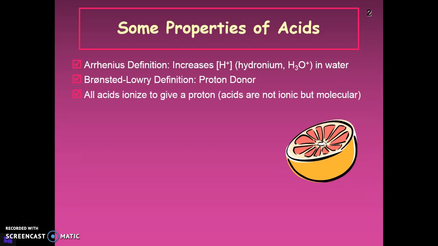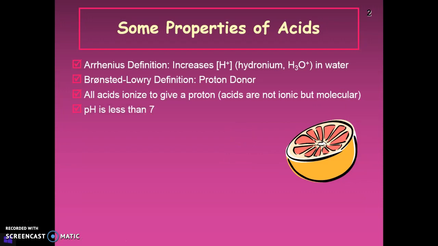All acids ionize to give a proton. So acids are not necessarily ionic. Most acids are actually molecular. But what they do is the bond between the H and the O, or the H and the other atom, is polar enough that the electrons get pulled towards the other atom and the H+ is removed.